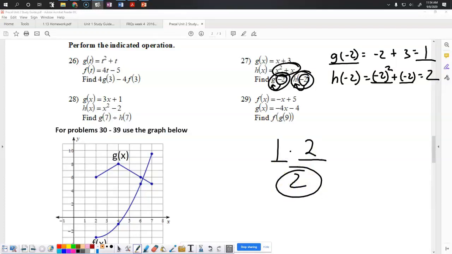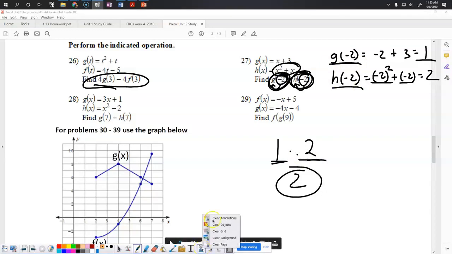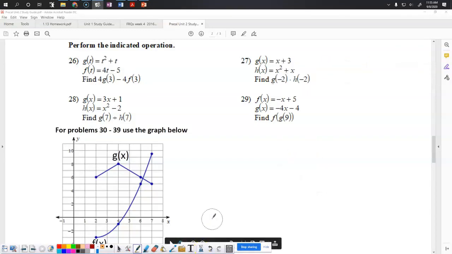Okay? So one way you can do these problems is just write out the whole thing like I did and simplify it, which is kind of hard for you if you're not really great with order of operations. The other way, like I did in 27, is just evaluate the function first and then do the operation afterwards. So I evaluated both of these and then I did the operation of multiplying them. All right, number 28.